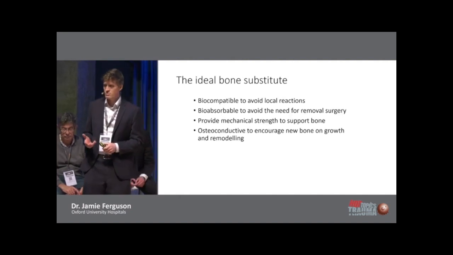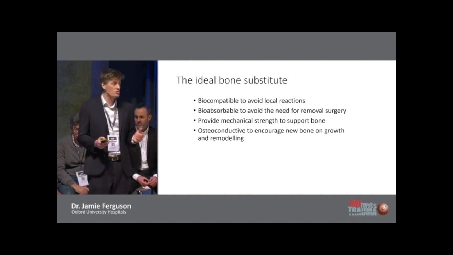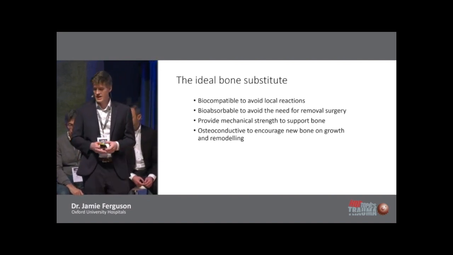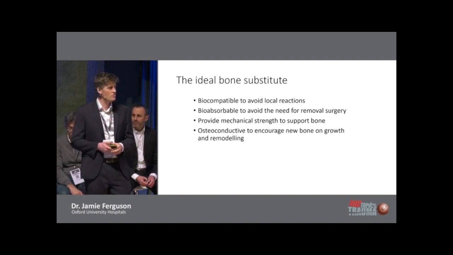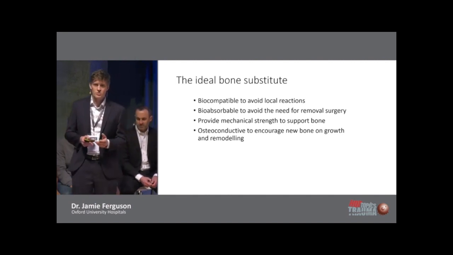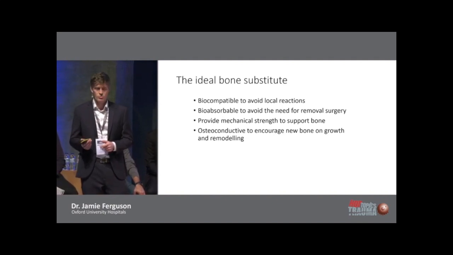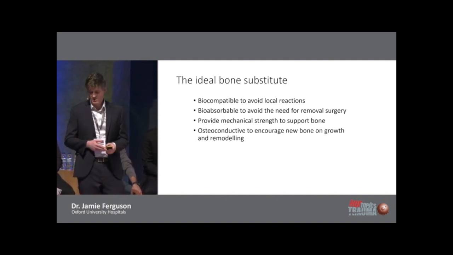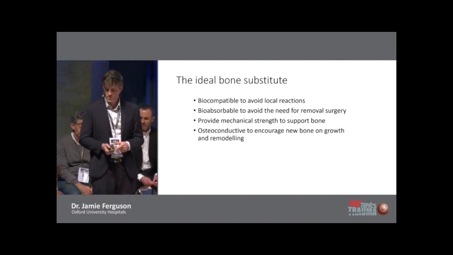When we look at an ideal substitute, we want something that's inert, something that will potentially resorb so that you don't have to go back in and remove it later, and potentially offer mechanical stability. Although the mechanical properties of substitutes are always talked about, it's probably quite misleading because a lot of these absorbable materials will have no inherent strength as they dissolve. So when we're told about the mechanical properties of these materials, we have to take that with a pinch of salt. But ideally, you want something that's osteoconductive to allow bone formation and remodeling of the bone.